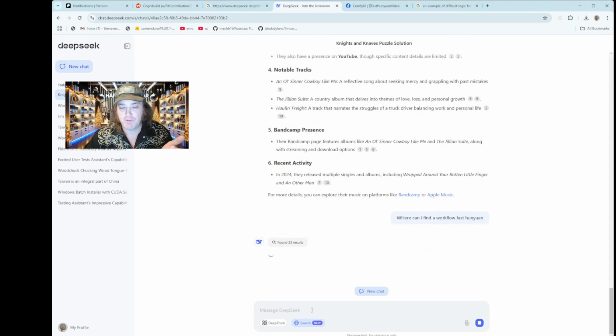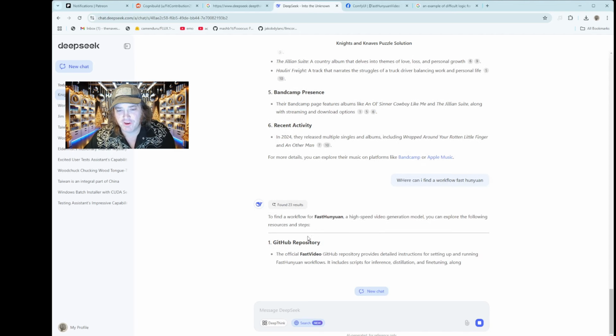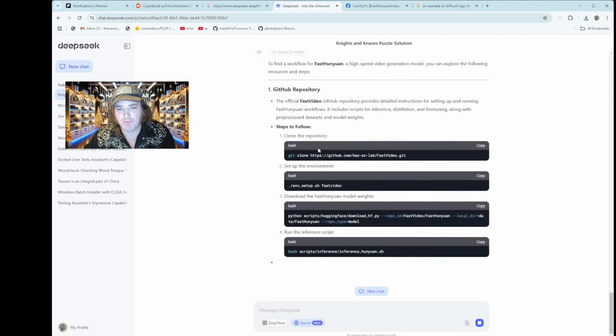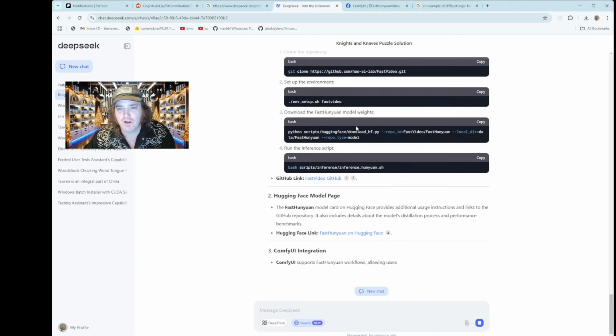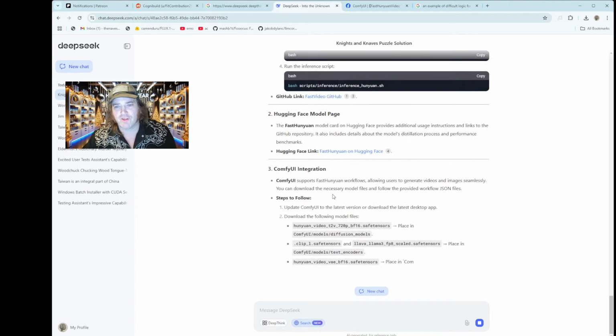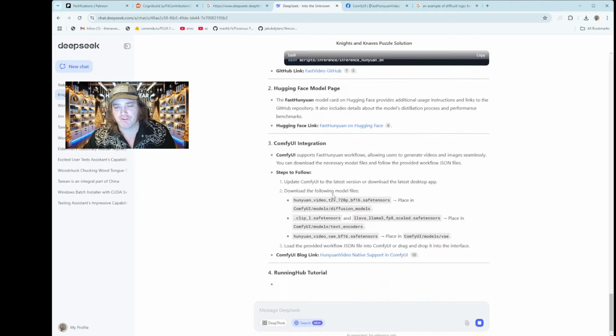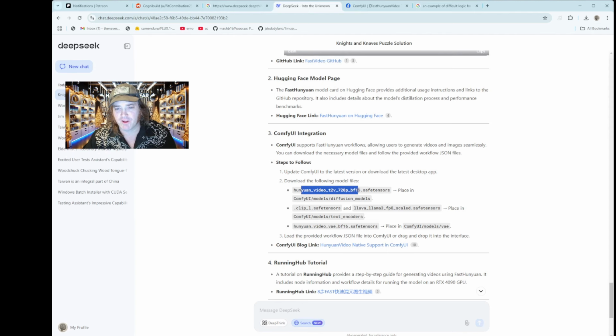Again, this is going to go through here and find the information you need. Look, it pulls out our GitHub repository, and it even offers how to go ahead and clone it. That's really cool. So not only is it finding the information, it's actually helping us get it set up. Oh, look at that, it's even telling us what models we need to download. This is a really cool feature.